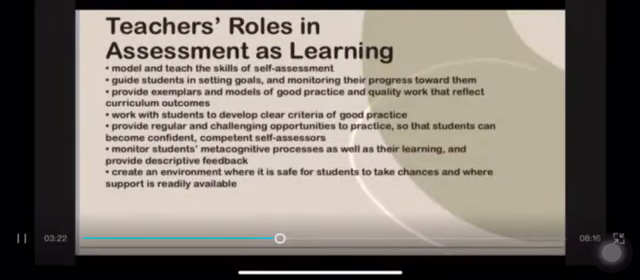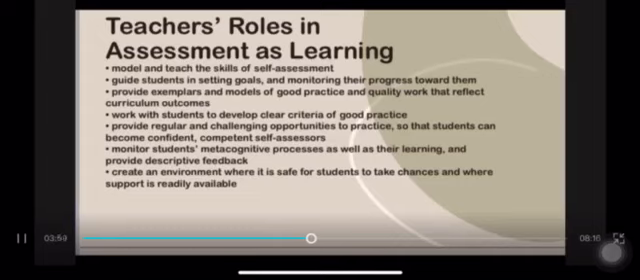So, teachers' roles in assessment as learning. First is to model and teach the skills of self-assessment. Second, guide students in setting goals and monitoring their progress towards them. Third, provide exemplars and models of good practice and quality work that reflect curriculum outcomes. Work with students to develop clear criteria of good practice. Provide regular and challenging opportunities to practice so that students can become confident and competent assessors.